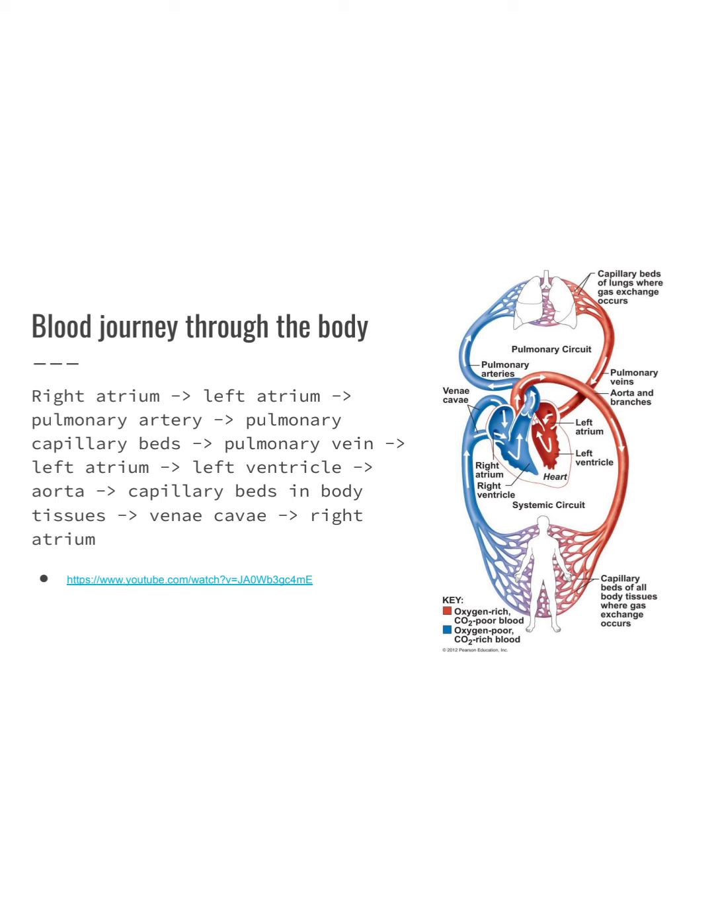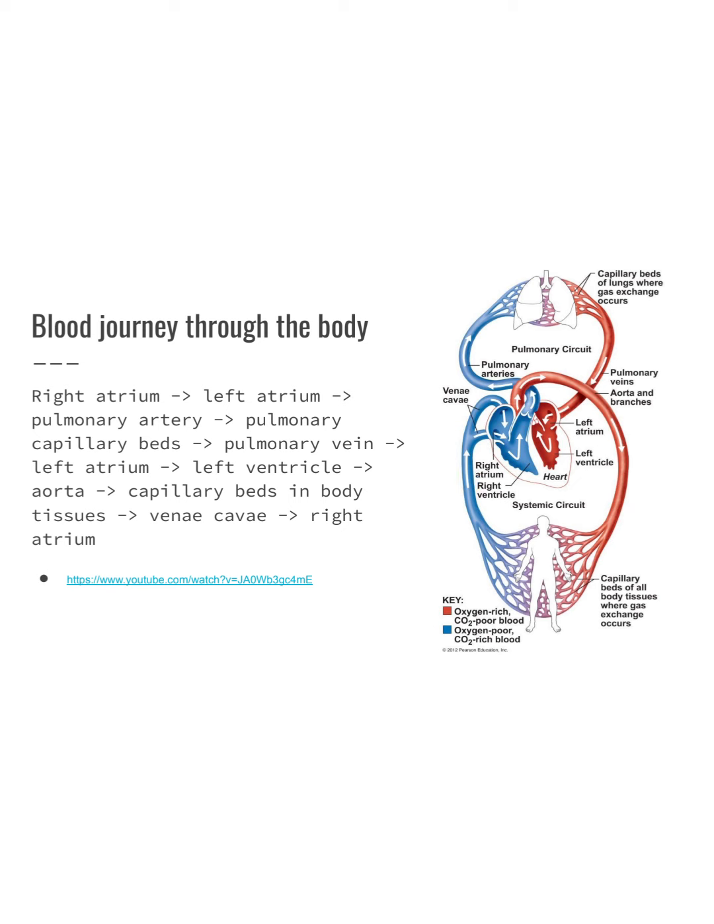So we're going to start in the right atrium, which is right here. So right atrium, you might notice that's in blue, which means that it's oxygen poor, right? So it's oxygen poor, it's deoxygenated, and it's CO2 rich. So it's got lots of CO2, and it doesn't have very much oxygen.